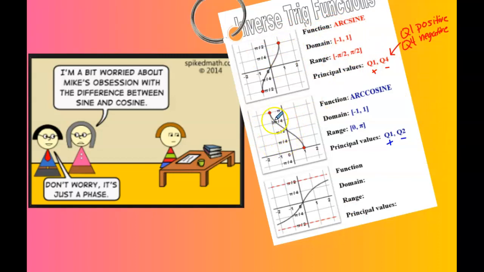The second graph down is our arc cosine or cosine inverse, and that passes the vertical line test and is a function over this restricted range from 0 to pi inclusive. That makes the domain of the inverse -1 to 1 inclusive, and the principal values are coming from quadrant 1, which is from 0 to pi over 2, and they're positive in quadrant 1. Then from pi over 2 to pi, that's quadrant 2, where our principal values are negative.